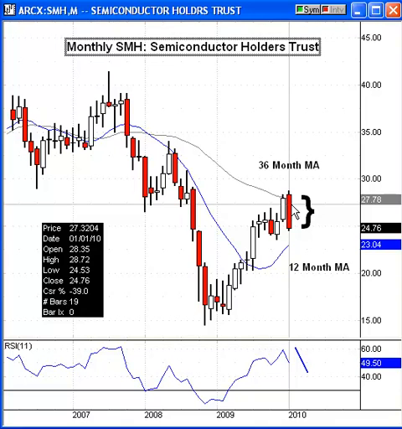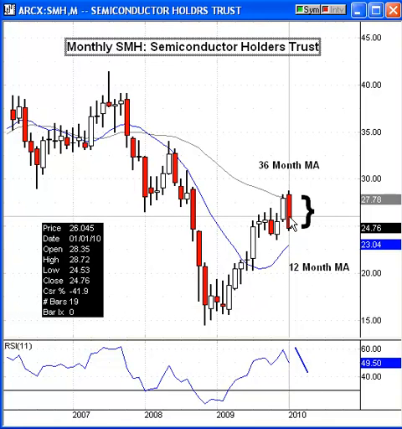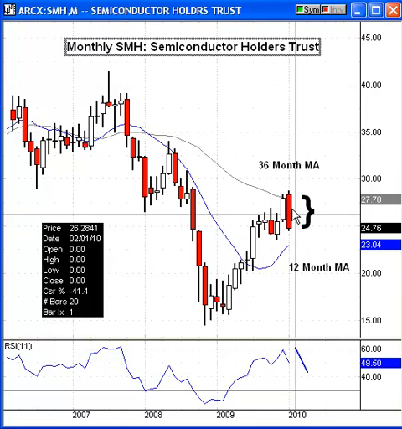The opening of the month was 28.35. The high of the month made a new high for the entire up move from November of 2008. The high of the month was 28.72. The low of the month was 24.53, and the close was 24.76. So here's the close. There was the open.